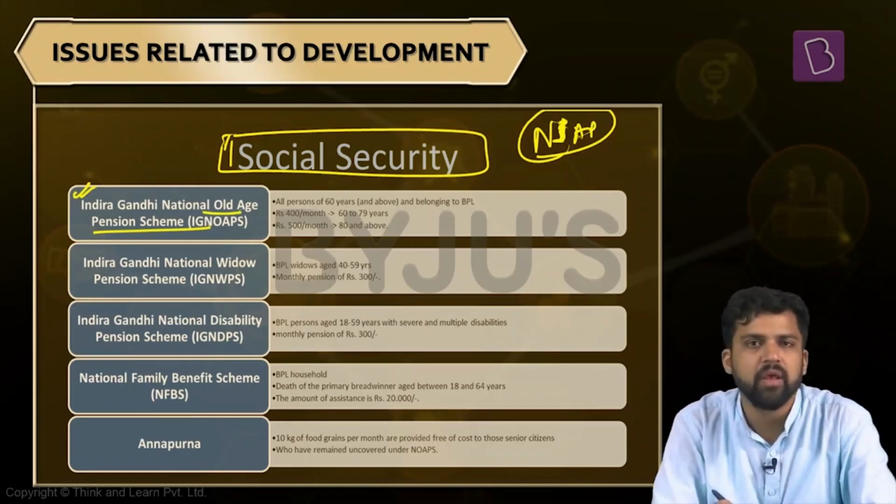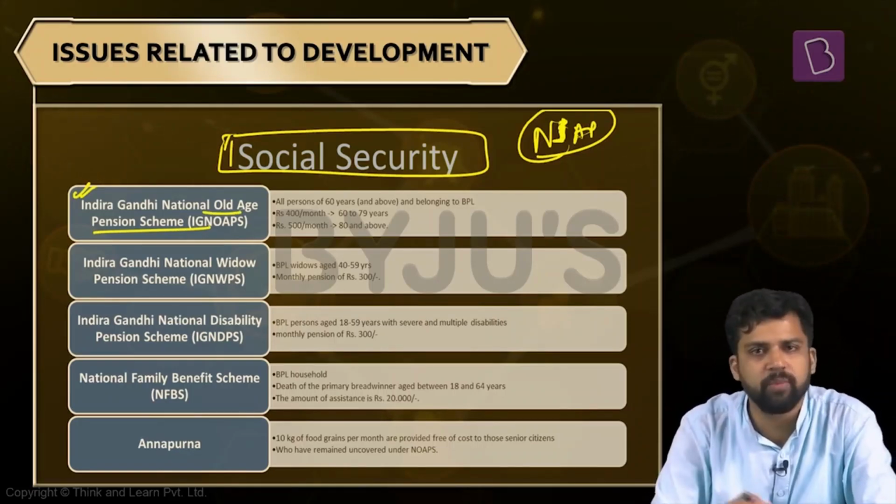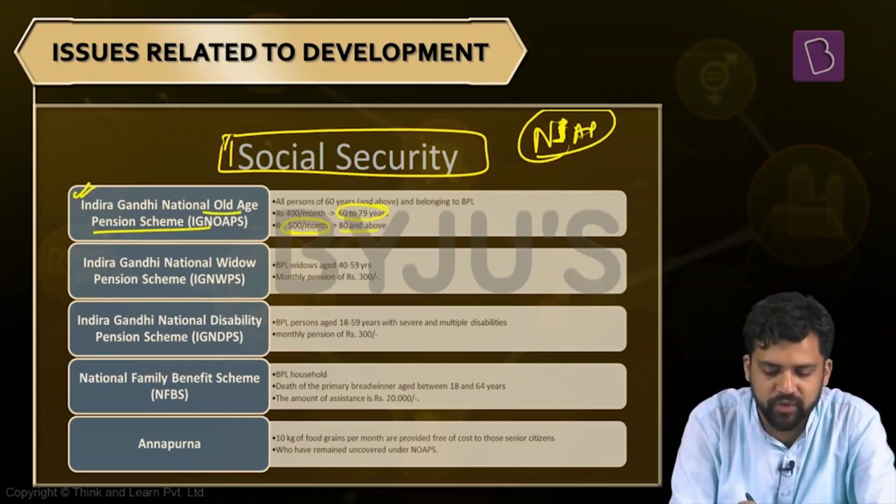So we have the Indira Gandhi National Old Age Pension Scheme. Those who are elderly, those who are over the age of 60, get some amount of pension. Again, with age, this quantum of pension increases. Those who are over the age of 80, this amount is more, 500 rupees. Those who are in the age category 60 to 70 years, it is 400 rupees per month.